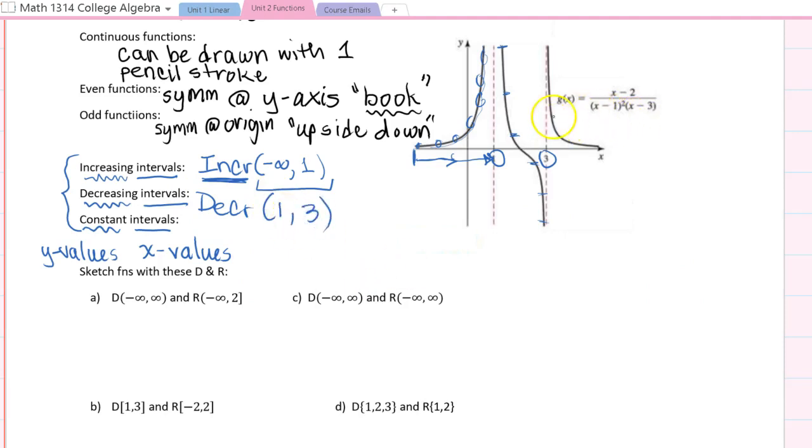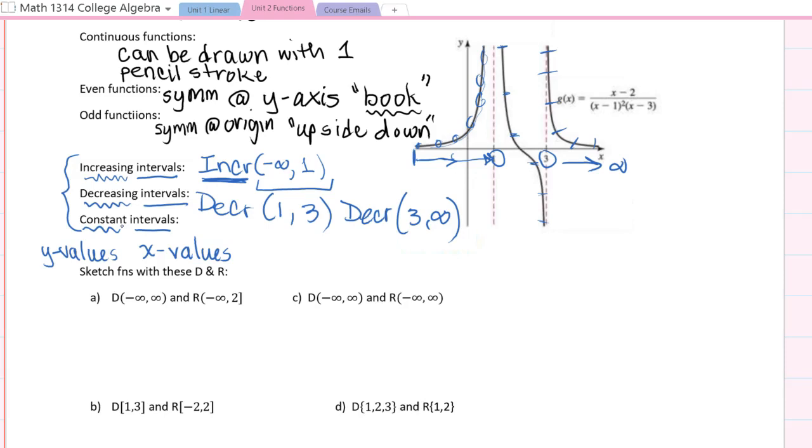And if we go to this last segment over here, starting at 3 until we get to infinity, our y values are also decreasing. So we're going to say that it's decreasing as well from 3 to infinity. Now this one does not have a constant interval, meaning that the y values will stay the same while the x values are changing.